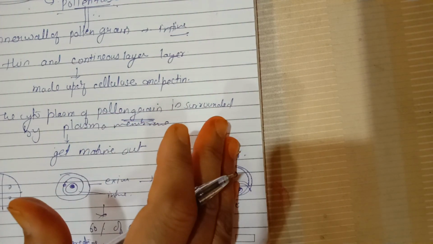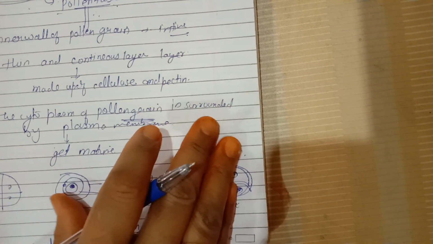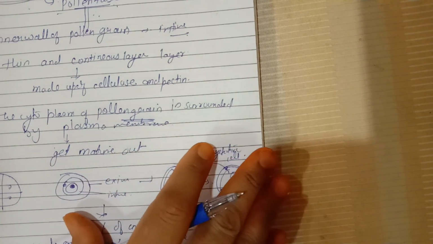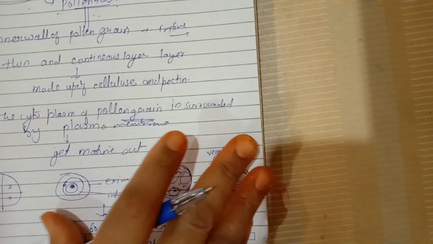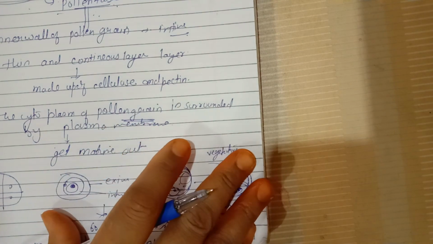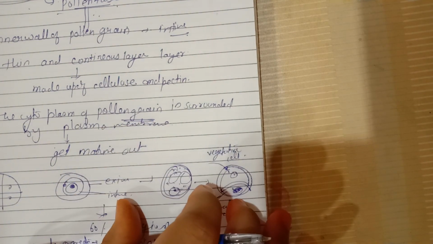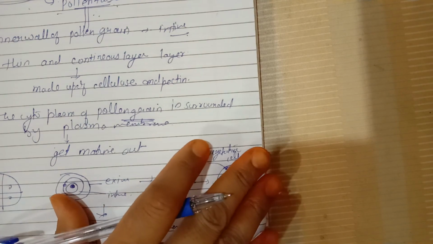Now in the next lecture we will deal with megasporogenesis, and in that process we will deal with the ovary of the plant, the stigma, style and the ovary of the plant, and various structures of the ovary.